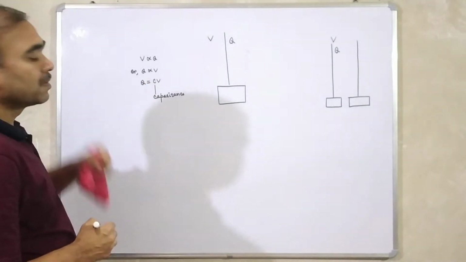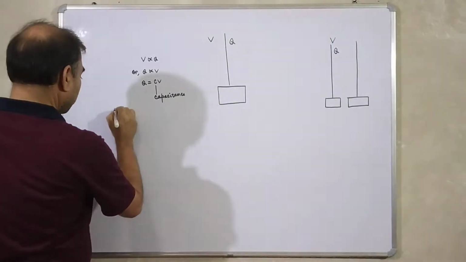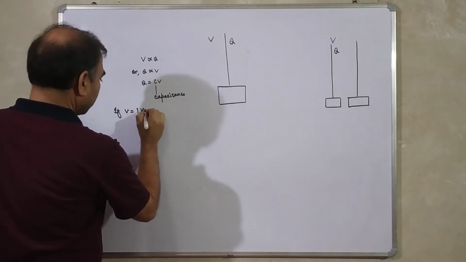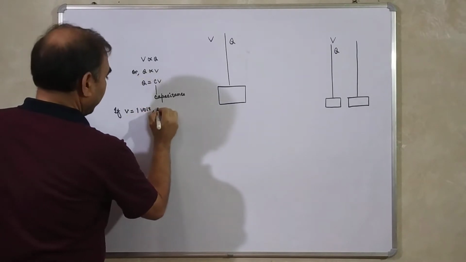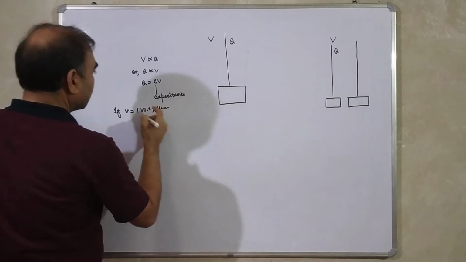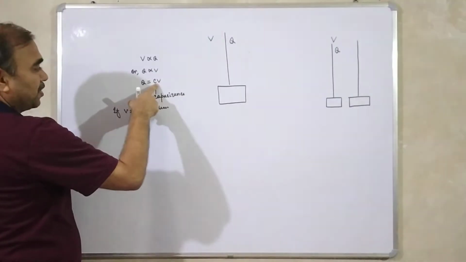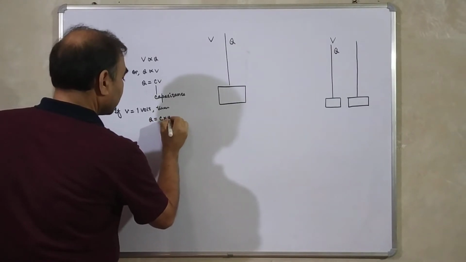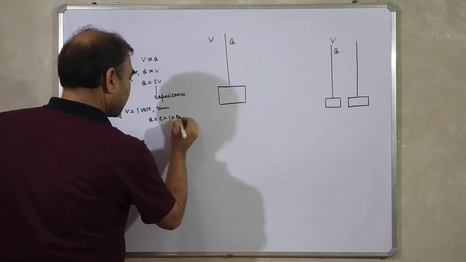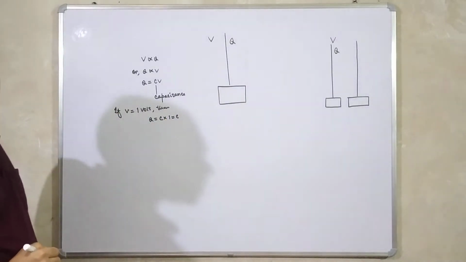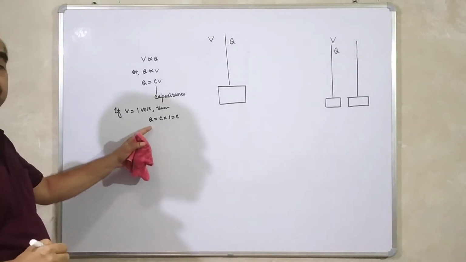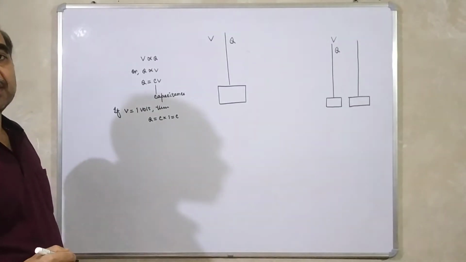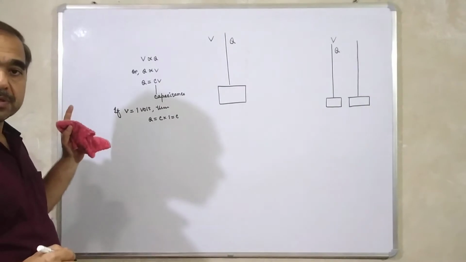Right? Now, suppose V is equal to 1 volt, then put the value of V, that is equal to 1, in this equation, we get Q is equal to C into 1, that is equal to C. Means capacitance of a conductor is defined as the amount of charge given to it so as to raise its potential by 1 volt. Right.